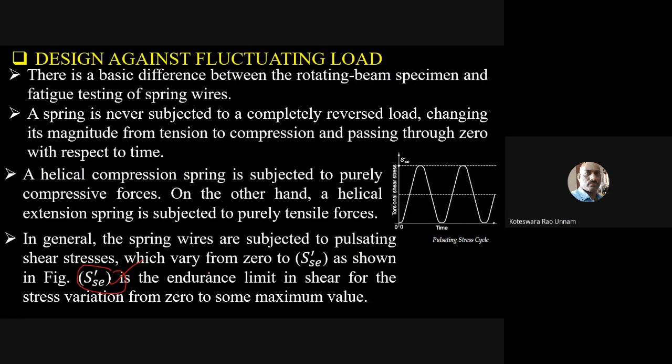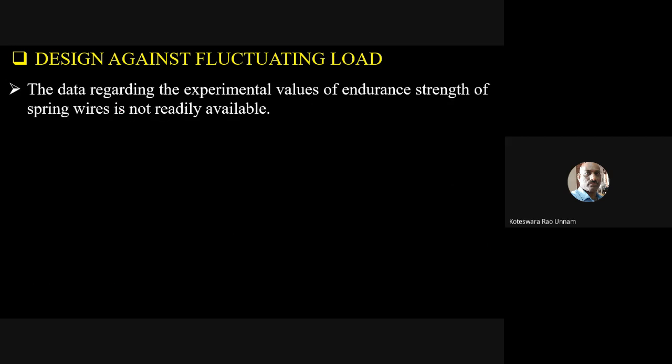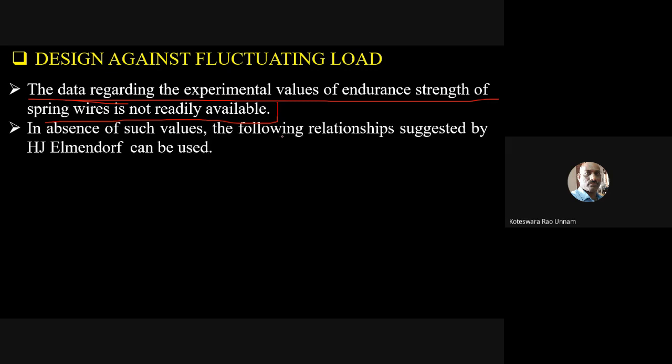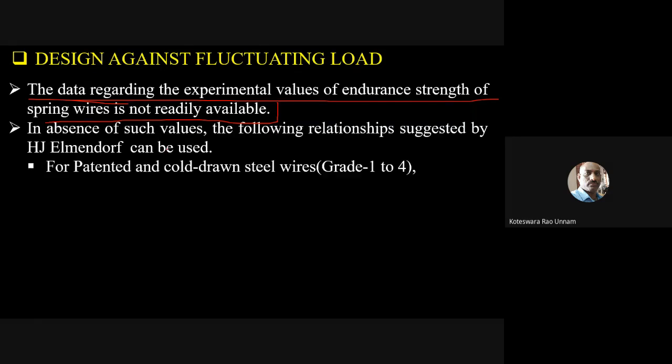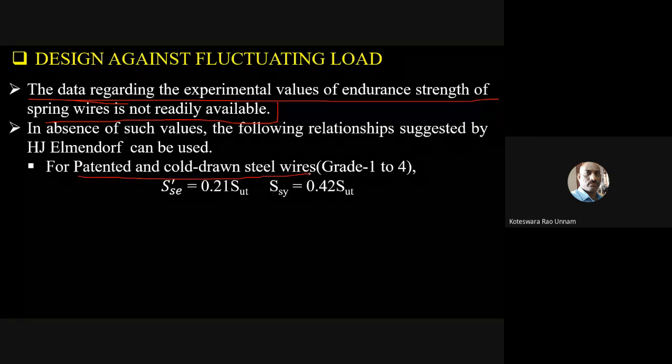So we'll use those properties, and instead of going for the calculations, straight away we'll pick the data from the data book and use those properties. The data regarding the experimental values of endurance strength of a spring is not readily available, because for all kinds of spring materials this experimental data is not available, and there are also no theoretical computations available. So in the absence of such data, we'll use these properties for the springs.